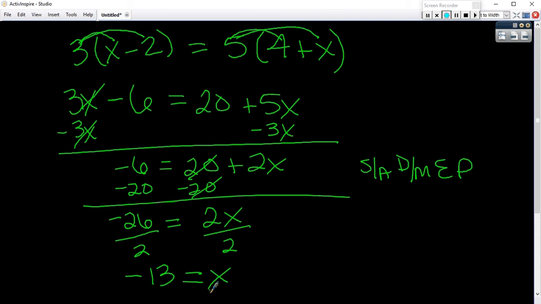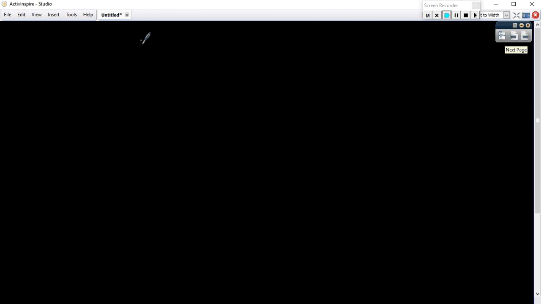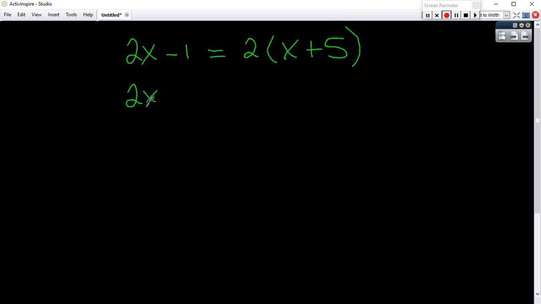What happens if I start solving something like this? So let's go through. What would I do first? I would distribute here because I have more than 1x. So I get 2x minus 1 equals. Now what do I do?